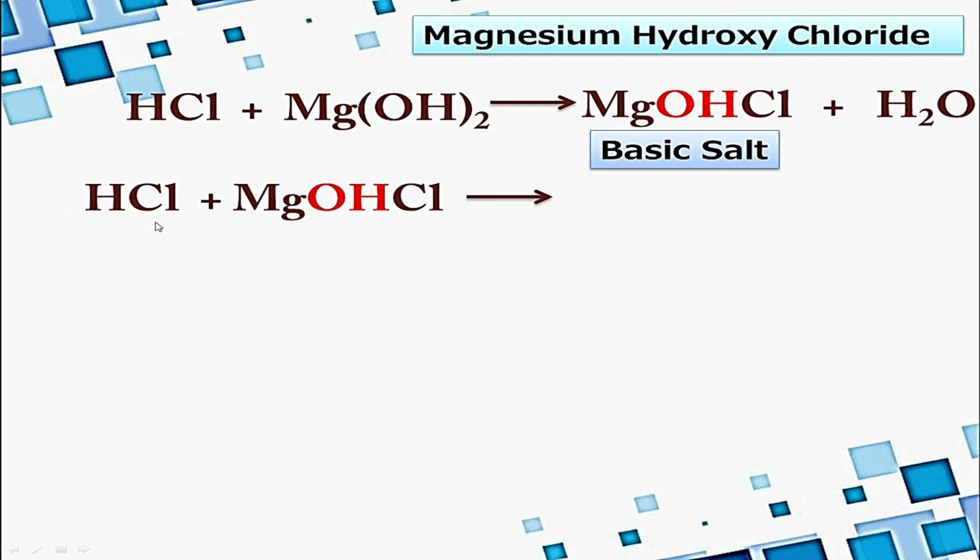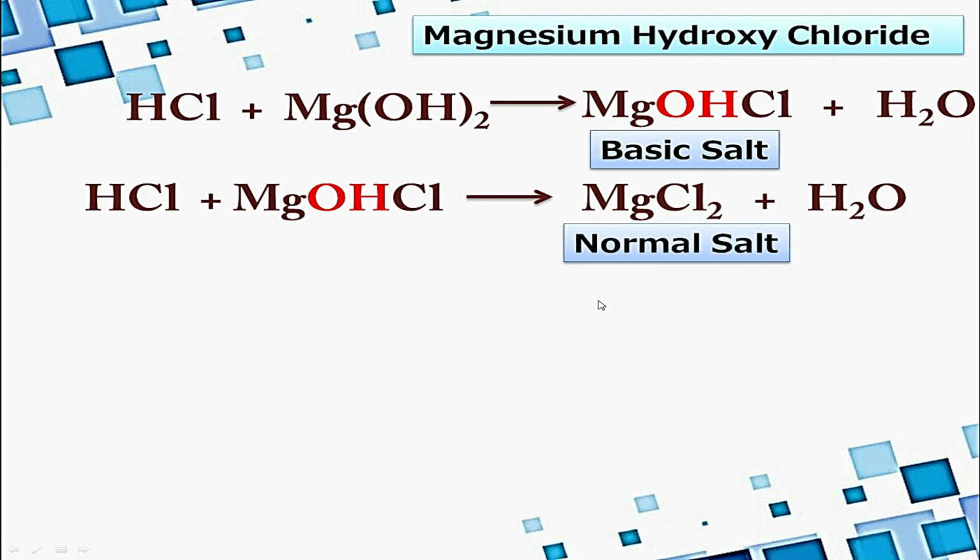So another HCl will take its position and it can be removed from here. So the formula of salt will become MgCl2 and water will form. This MgCl2 is a normal salt. So in these reactions also we can get two salts: one is basic salt, another is normal salt. By incomplete neutralization reaction of diacidic base, we can get basic salt, and through complete neutralization reaction of such bases, we can get normal salt also.